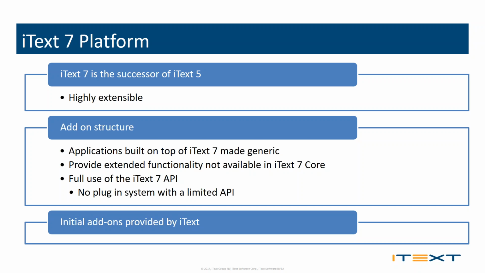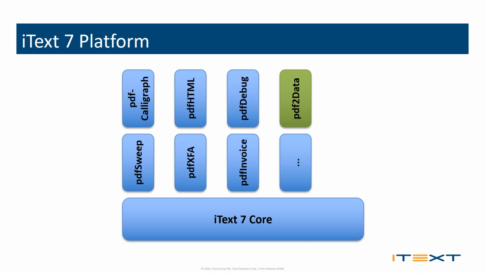Initially, we provided several add-ons. You'll see here an abstract representation of the add-ons as they are at this moment. We've got a few add-ons that are provided by us. The blue ones are add-ons. So you've got PDF Calligraph, PDF HTML, etc. One of the more interesting ones is PDF Calligraph, for instance. That allows us to support Eastern languages like Hindi, Telugu, Tamil, the Indian languages, because that script system is very intricate and very difficult to deal with.